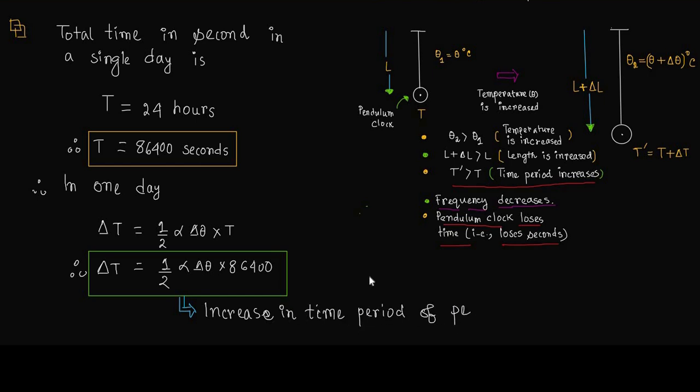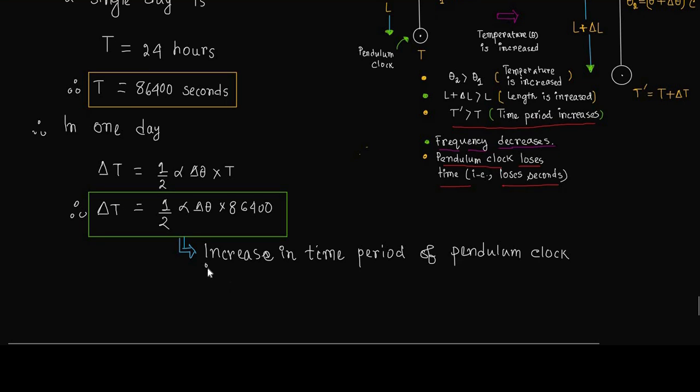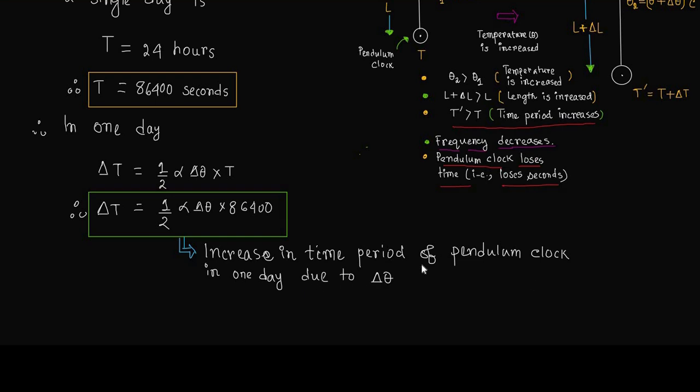Delta T is the increase in time period of the pendulum clock. Delta T is equal to half alpha delta theta into 86400, which is the increase in time period of the pendulum clock in one day, due to delta theta degree C increase in temperature.